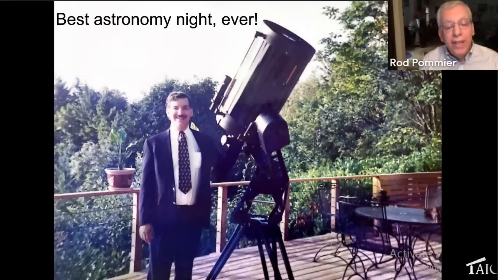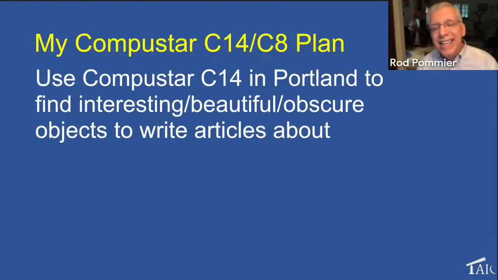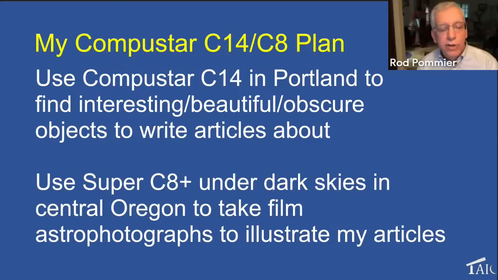So on this very night that I took this picture, I punched in a few things and the Compustar took me around the sky in a way I had never ever experienced. After years of finder scopes and star charts and star hopping and star drift method, everything I wanted to see was right there. And so I came up with a formula. I'm going to use my Compustar C14 under the light polluted skies of Portland to find interesting, beautiful, and maybe even obscure objects I can write articles about. Then I'll drive out to the dark skies of Central Oregon with my Super C8 Plus, and I'll take film astrographs to illustrate those articles. And that was really successful for me.